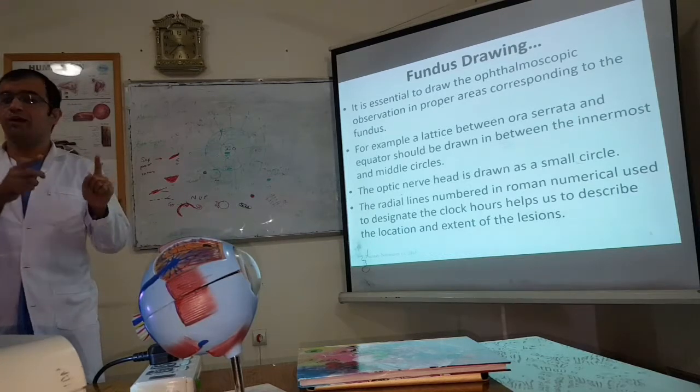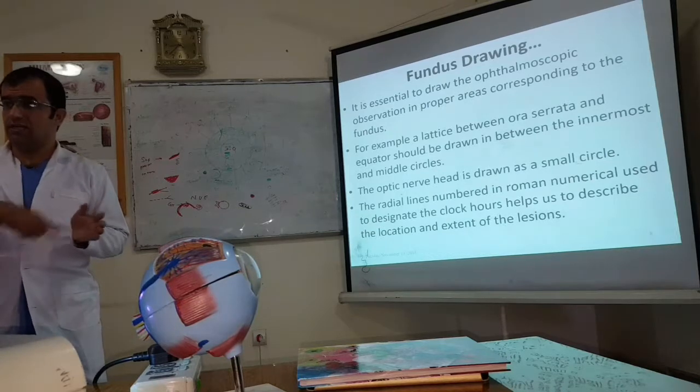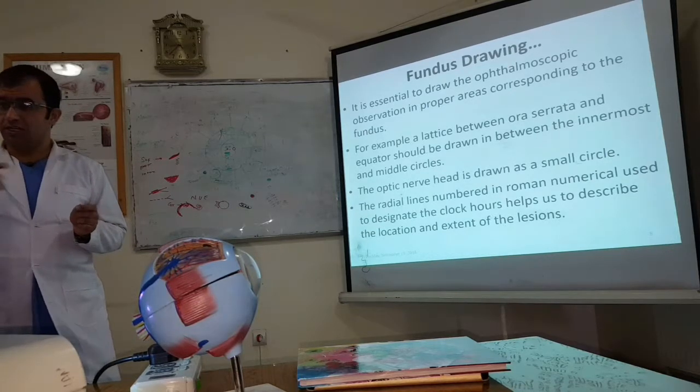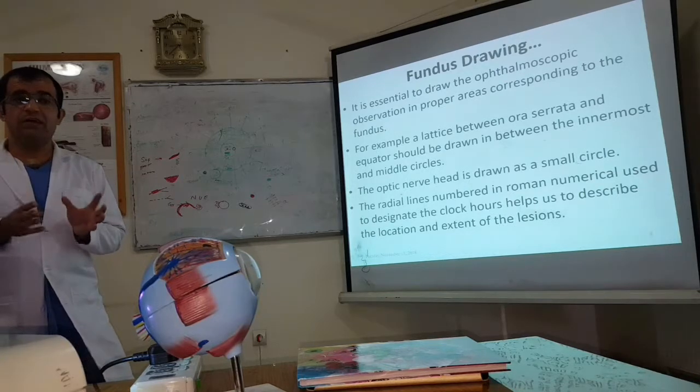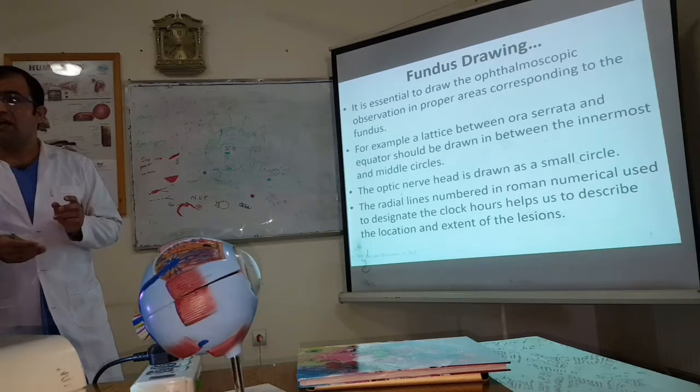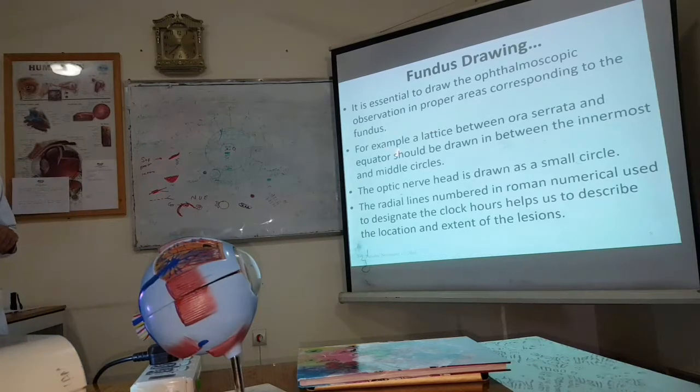And you might draw it between the innermost circle and the middle circle. That location is for the area between ora serrata and the equator, and the same for the other locations. They also said, as an example, if there is a lattice degeneration between ora serrata and equator, that should be drawn between the innermost and middle circles.